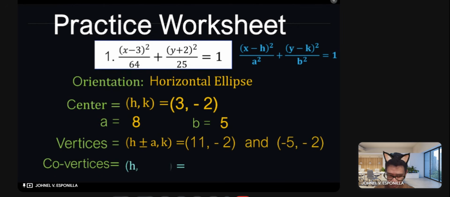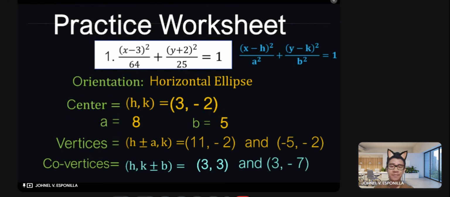And for the co-vertices, that is H, K plus minus B. So yung H natin ay 3. Yung K natin ay negative 2. At yung B po natin ay 5. So focus tayo sa K plus minus B. So negative 2 plus 5 ay positive 3. Ito yung unang co-vertex. Pangalawa naman, negative 2 minus 5, that is negative 7. Ito na po ang co-vertices po natin. Kuha po ba?